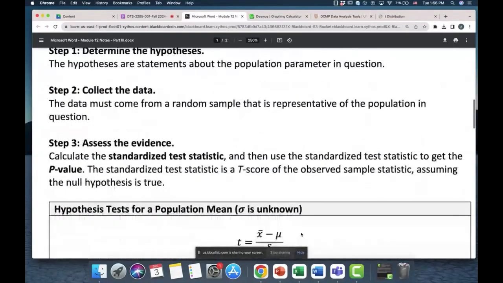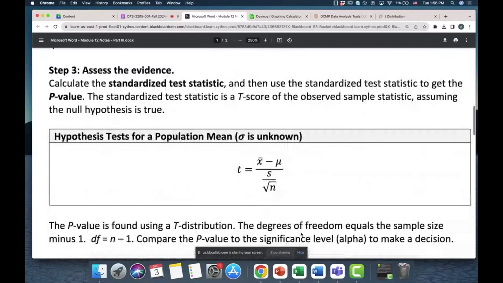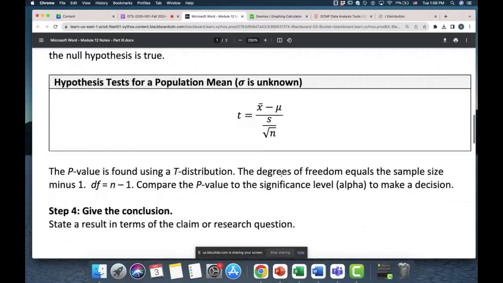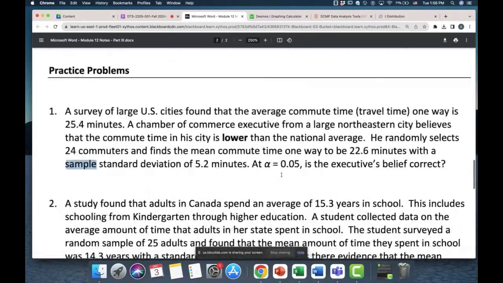What I want to focus on just real quickly is that we're going to be calculating a t-score here, which is basically a z-score of the sample mean based on the assumption that the population mean is the value from the null hypothesis. And we're going to be using a sample standard deviation, s, instead of a population standard deviation, and that's going to then require that we use a t-distribution. So let's jump right into a problem. We'll do the first problem here.